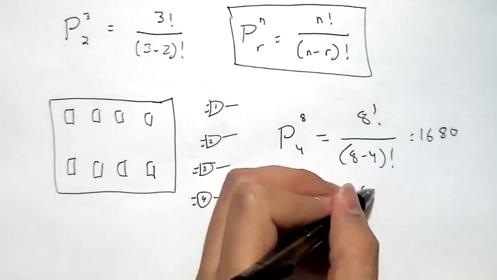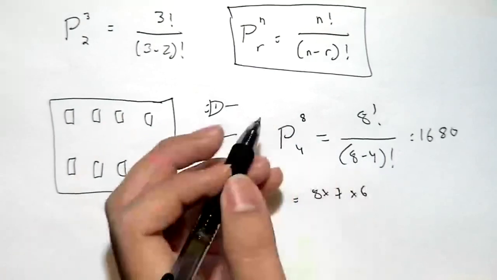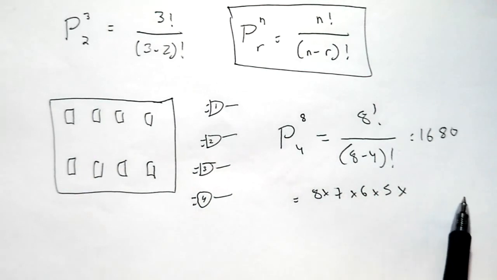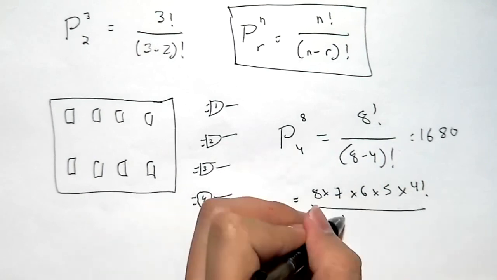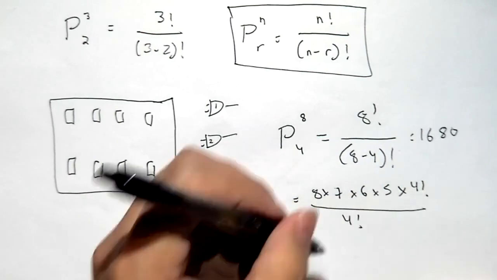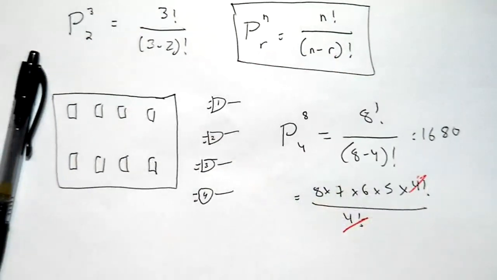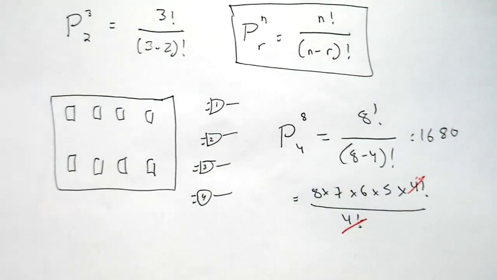Good, I like that. So I can write, for example, 8 times 7 times 6 times 5, and you know what? Times 4 times 3 times 2 times 1, that's 4 factorial, right? Okay, so let's write times 4 factorial. And this is divided by 4 factorial. And you just cancel out your 4 factorials. And you have a simpler thing to do here. 8 times 7 times 6 times 5. Okay? You do that, you get 1680.